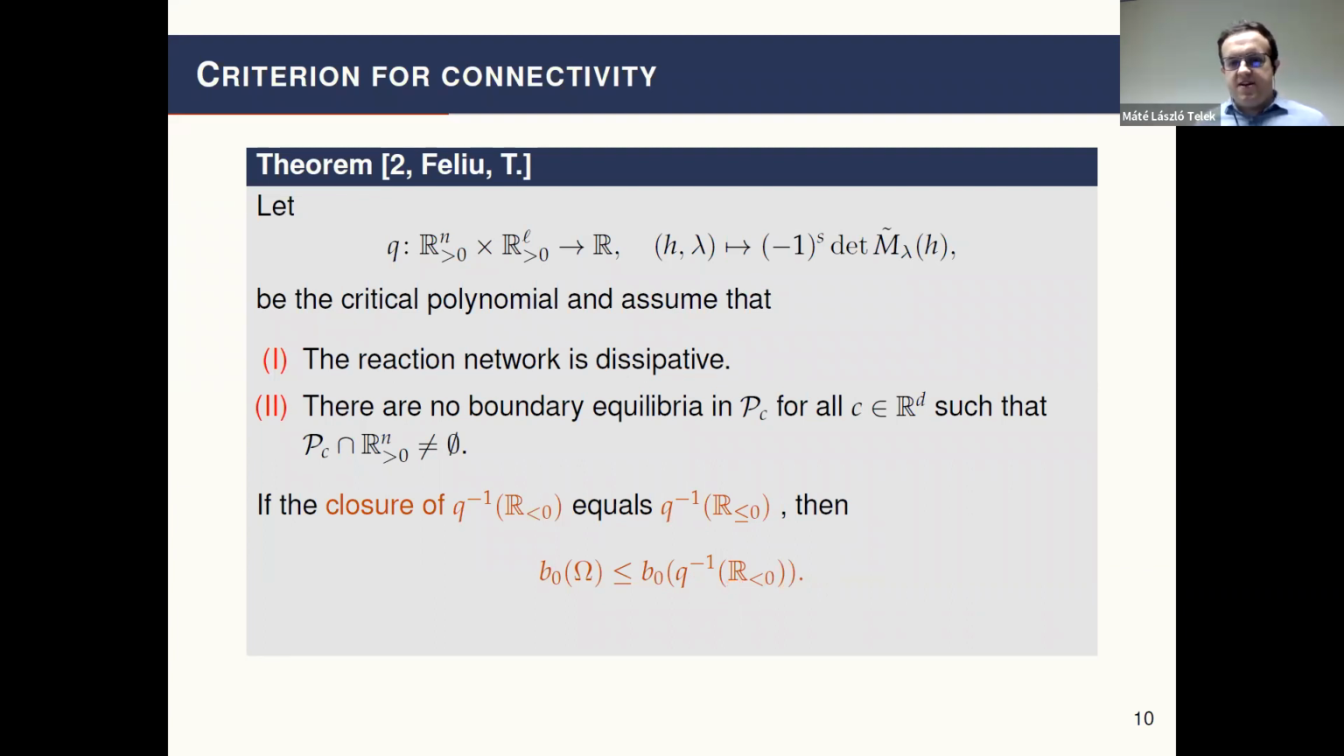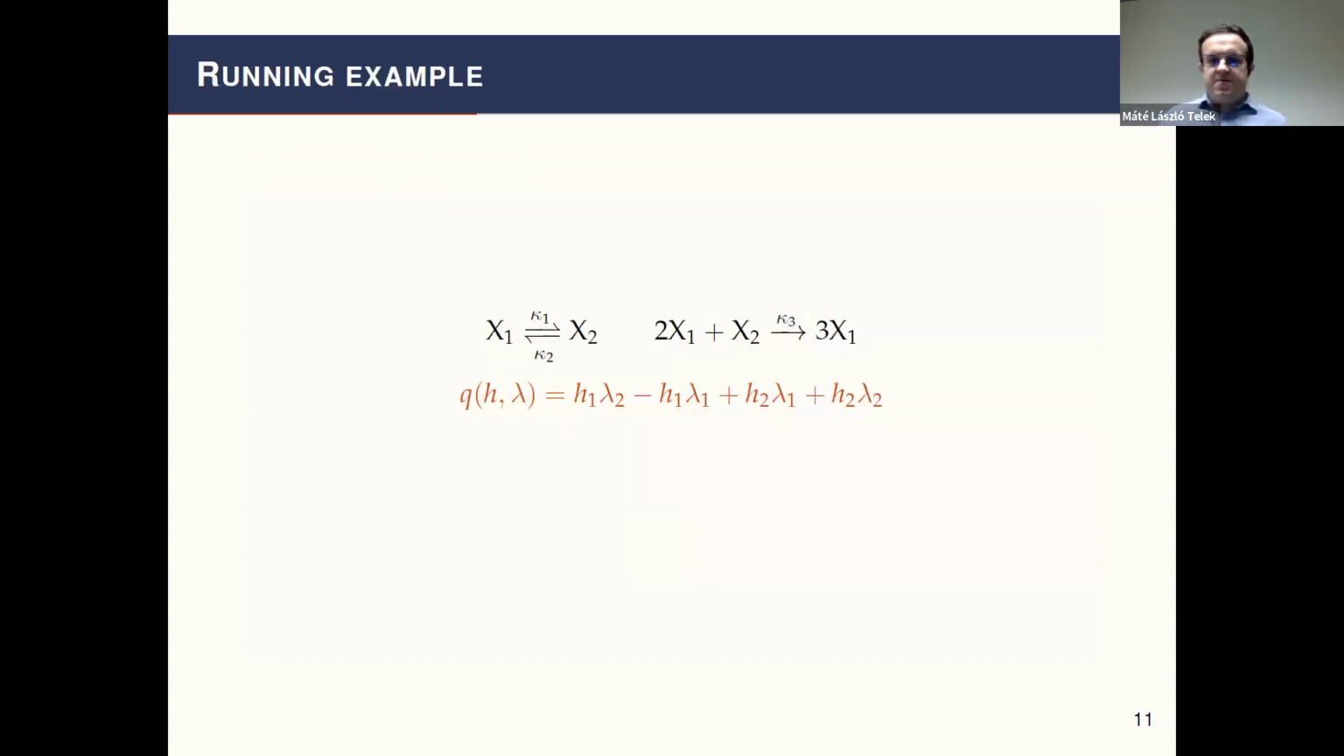So meaning, if I can show that this number here on the right-hand side is 1, and I know that omega is non-empty, then we will know that the parameter region of multistationarity is connected. And if you look at the running example, then the critical polynomial is this cute small polynomial here.